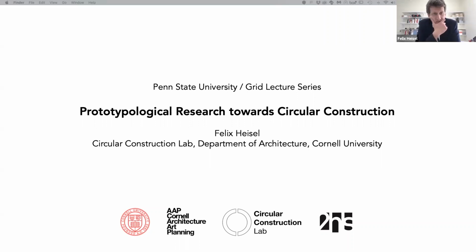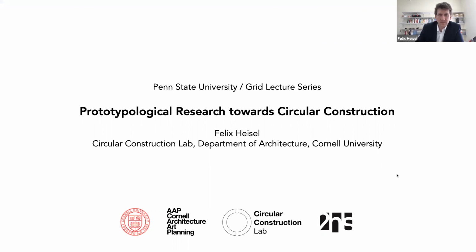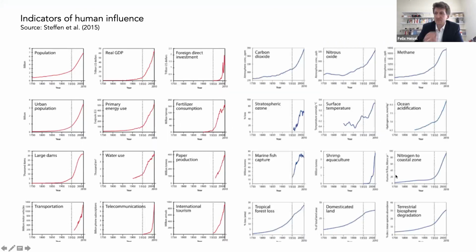So I want to talk about prototypological research towards circular construction. And to start us off, I think it's always important to look a little bit at the bigger scale. These are graphs of the human influence on the planet in the last 250 years. And they are scarily similar, right?